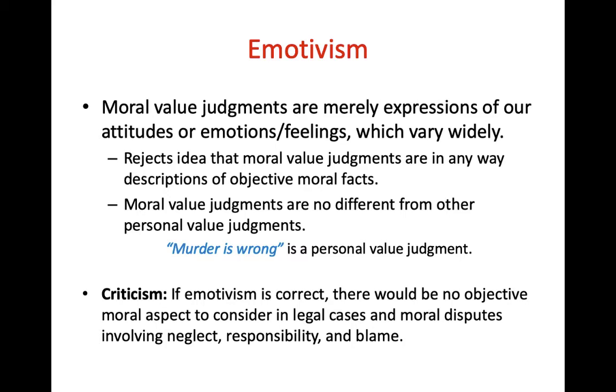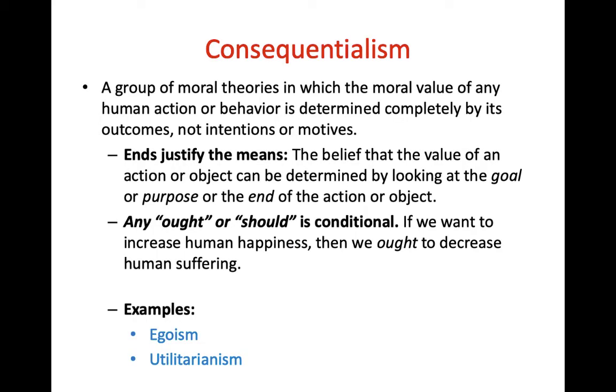All right, let's talk about, I think, a better theory, namely consequentialism. There are many versions of this. Probably the one with which you're most familiar is something called utilitarianism, John Stuart Mill's utilitarianism. I've included some very short videos on utilitarianism in the module. Have a look at those. So consequentialism describes a group of moral theories in which the moral value of any human action or behavior is determined completely by its outcomes, not its intentions or motives. Let me give you a quick example of that.